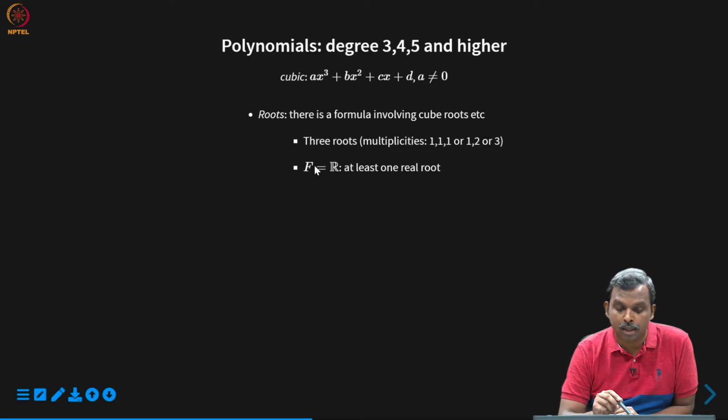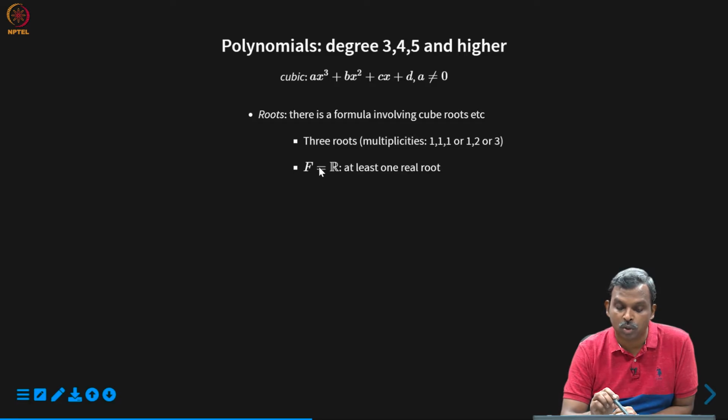So, now here is a special case when the field is R. When your coefficients are real, it turns out there should be at least one real root in this case. Think about why that should be true. There should be at least one real root, but there could be one real root and two complex roots, that is possible, or you could have three real roots. It is not possible not to have that one real root. If you have three different complex roots, it does not work.